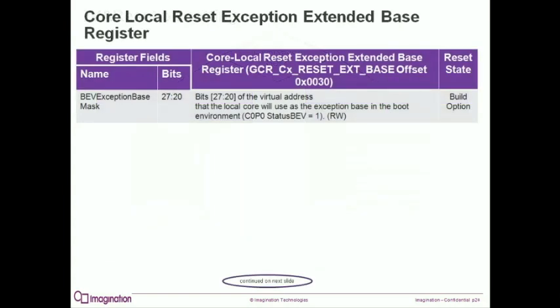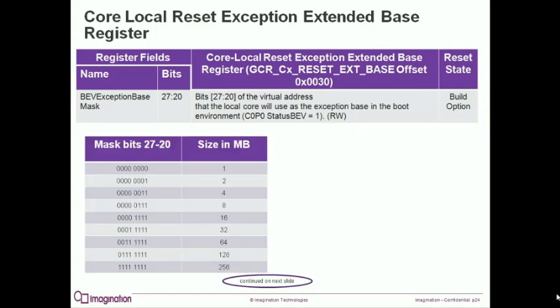Continuing with the reset exception extended base register, the BEV exception base mask determines the size of the overlay region from 1 MB to 256 MB in powers of 2. The initial value is set at core build time. The size also determines where the overlay starts. The overlay will start on a boundary that corresponds to the size of the overlay. Here is a table that shows the mask bit encodings and the associated overlay size.